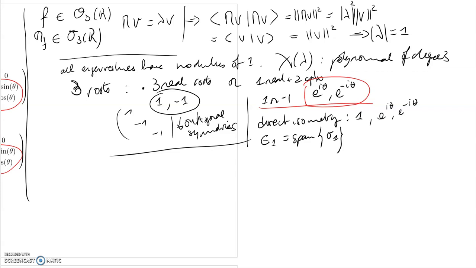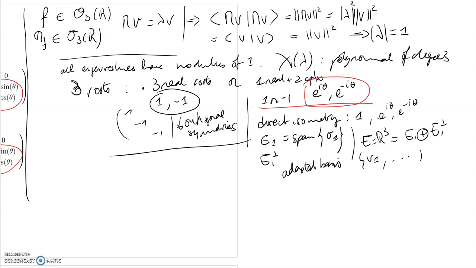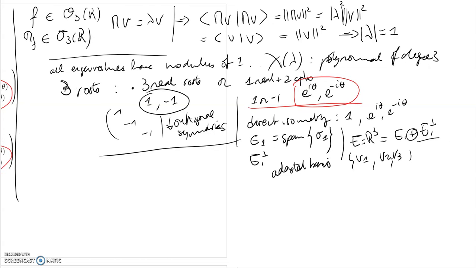And then I can create E1 orthogonal, the orthogonal complement of E1, and I know that E, which happens to be R3, is going to be the direct sum of E1 and its orthogonal, so that I can find an adapted basis where I choose as the first vector V1, and two other vectors V2 and V3, which would be a basis of E1 orthogonal.